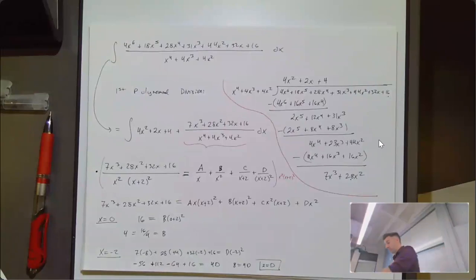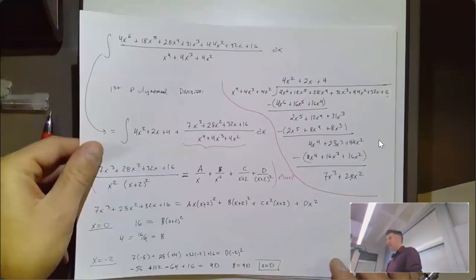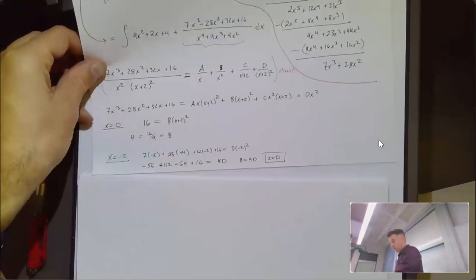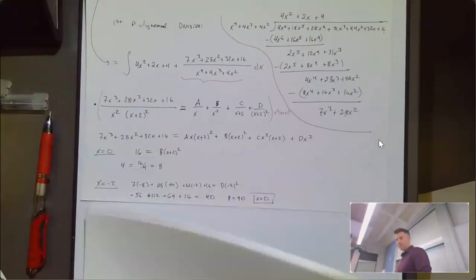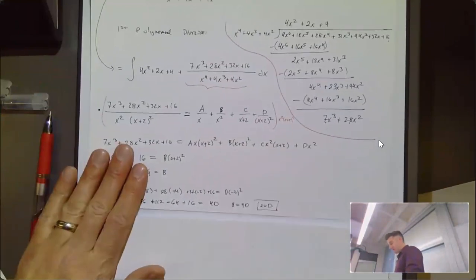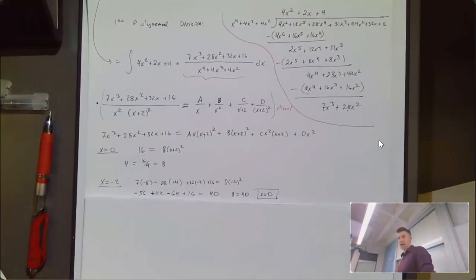Here's what I would recommend doing at this point: equating coefficients. If I look at both sides of this equation, I always ask it this way: what's the highest power of x on either side?